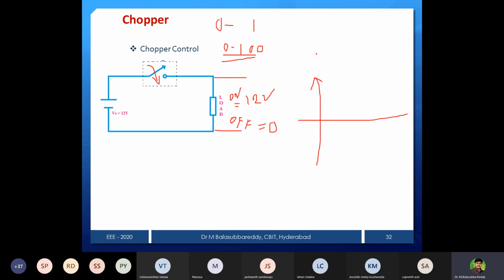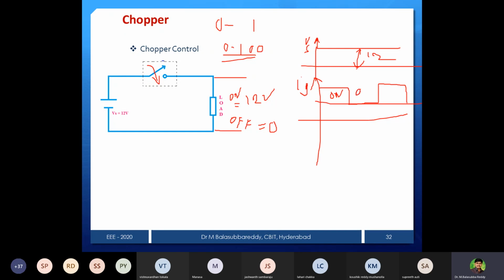First the input, what is the input? Let the input be Vs, whatever the magnitude may be. Let that be 12 volts. This magnitude is 12 volts. And then I have to provide the firing pulses. The on period means the switch is going to be closed. The off period means the switch will be open. Again the on period means the switch will be closed, like this. This is the Ig pulse. And according to this duration, this is the on period and this is the off period.